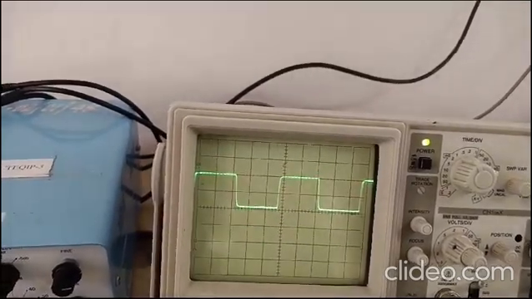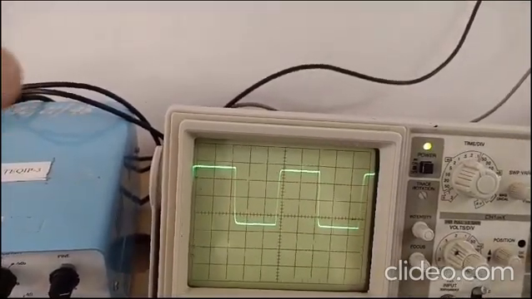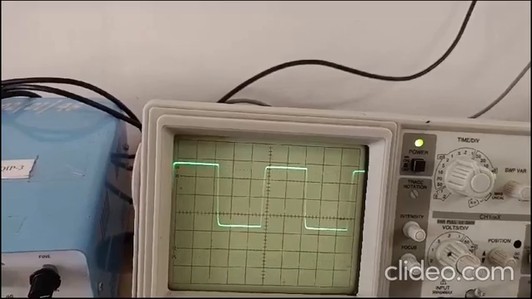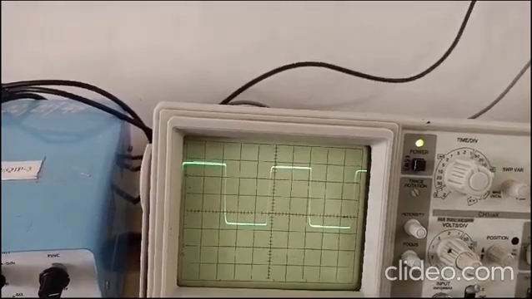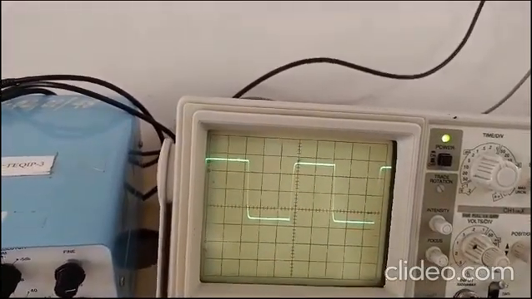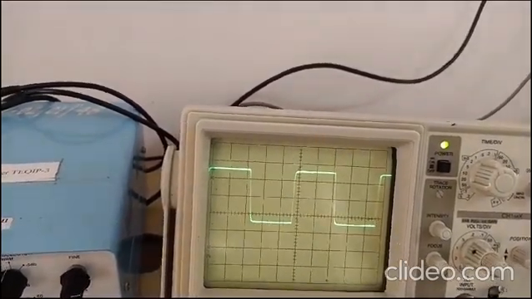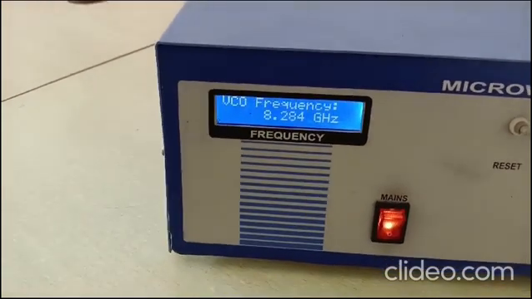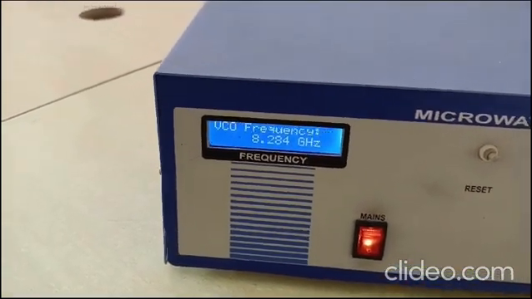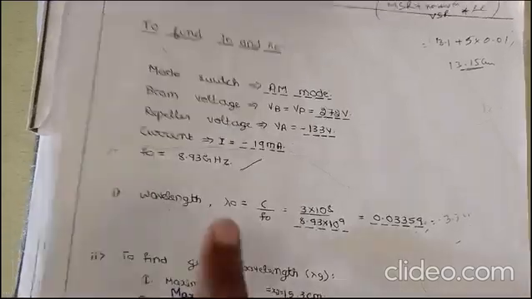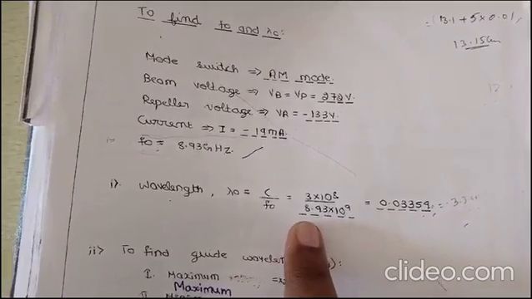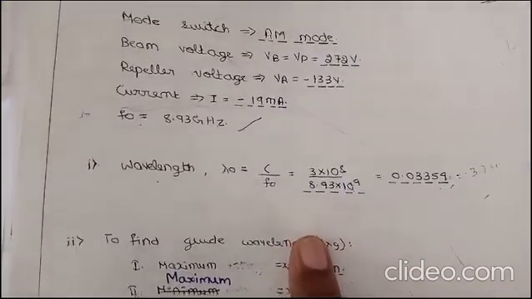See now, you can observe there is a maximum voltage. Then if you keep on varying the tuning voltage, it is reducing. See, the voltage is reducing. You have to set for maximum voltage, and for that you have to note down the frequency. Now see here, there is a frequency of 8.284 gigahertz. Now we have found the operating frequency, that is 8.284.